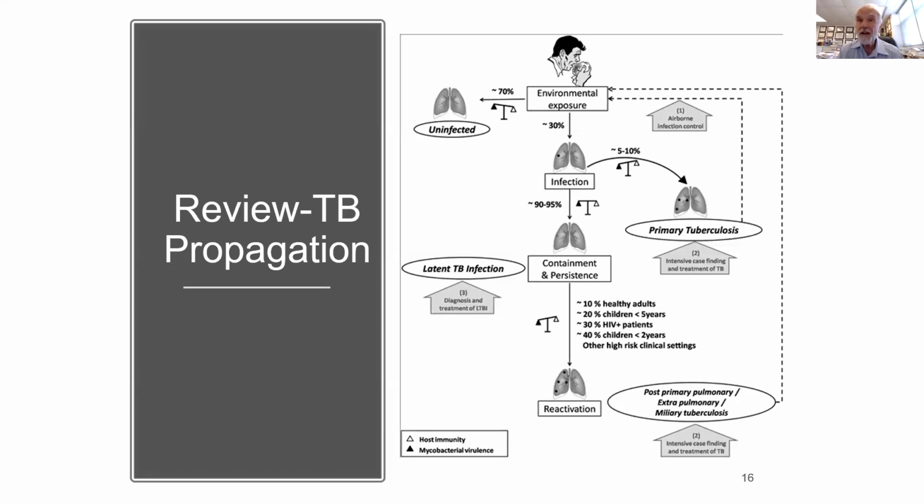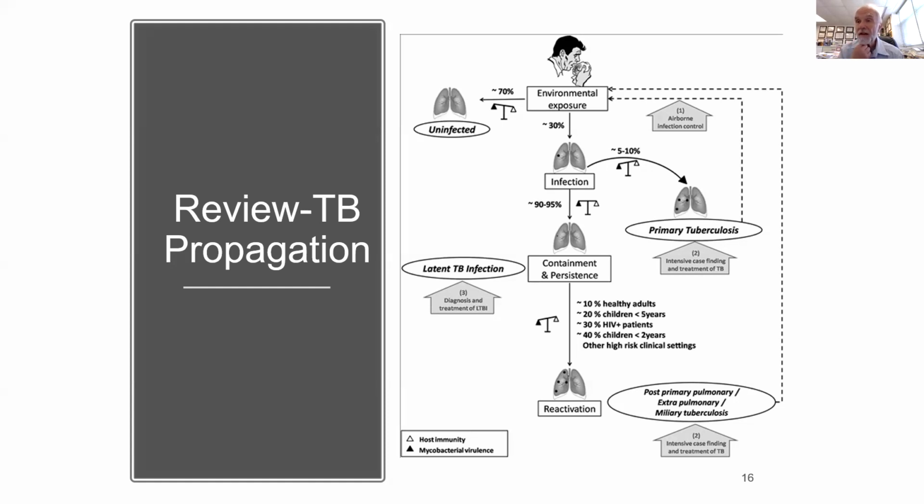And by treating latent TB with either INH or rifampin, and we'll talk about that in a little bit, you will reduce the incidence of reactivation by an enormous amount, 90%. So it really behooves you to test people for latent TB and then give them that treatment, because you will reduce the incidence of reactivation dramatically.